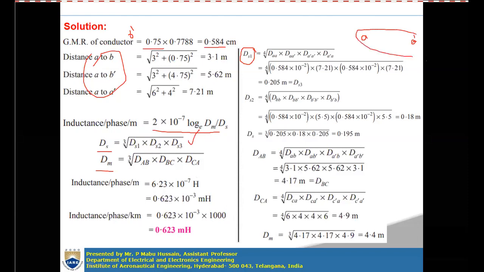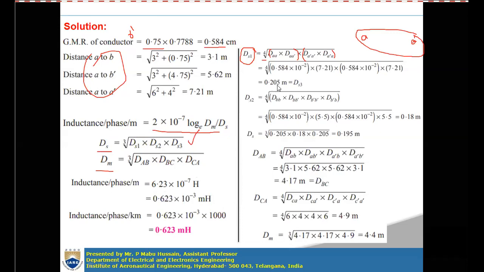Now if you consider this as a single, then Ds1 can be written as the self distance of all these, and as there are 2 conductors, whole to the power of 1 by 4, which is the fourth root of the product of distances: Daa into Daa dash, and Da dash a dash into Da dash a. You know all these distances from the given configuration, so you can calculate. If you substitute all these values, you finally get 0.205 meters.